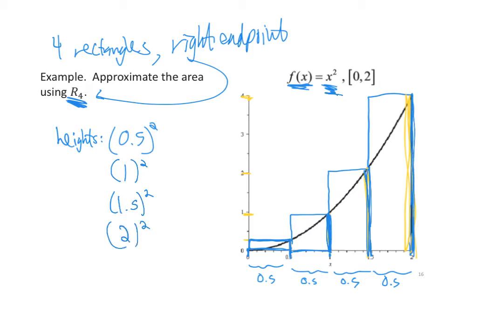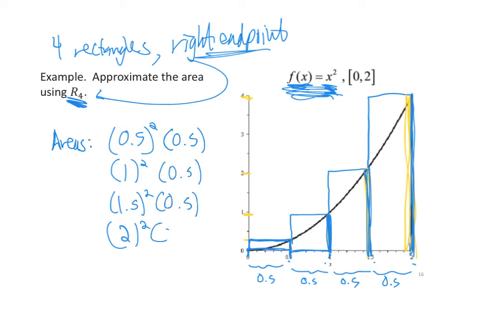Again, where did I get these? I plugged the right endpoint of each subinterval into this function. So these are my heights. Now, what about areas? So now the areas of each rectangle are going to be given by taking each height and multiplying by the base. The base is 0.5 in each case because we made each rectangle equally wide. And if we add up all these areas, that's going to give us the right approximation, the right endpoint approximation.